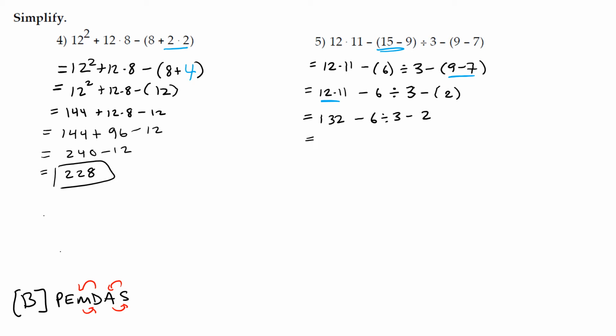I can drop those parentheses because I can't do anything else inside. And then the next thing up here is division. So I've got 132 minus 2 minus 2. And then we do the subtraction from left to right. So 132 minus 2 is 130 minus 2, which equals 128. So remember, with order of operations, we go from left to right, do everything in parentheses and brackets first, simplify as much as possible, then our exponents, multiplication, division, and addition, subtraction.